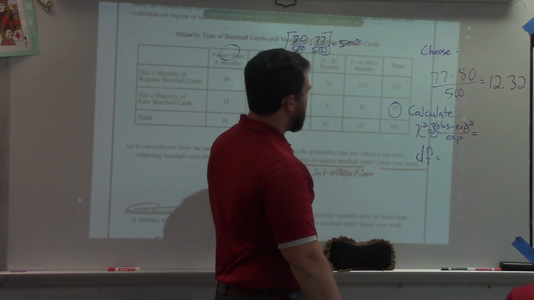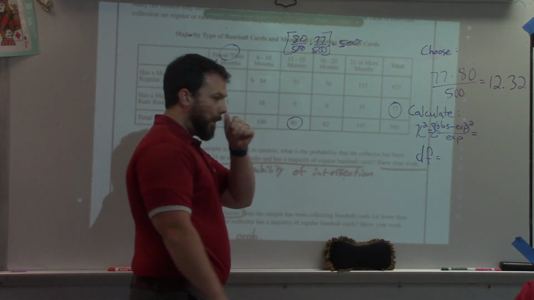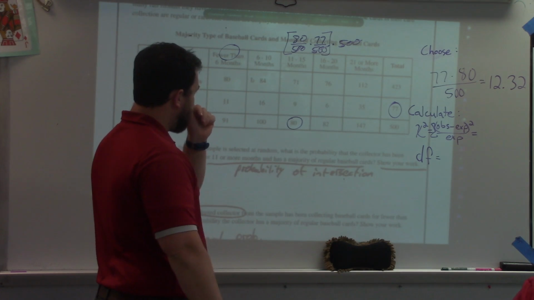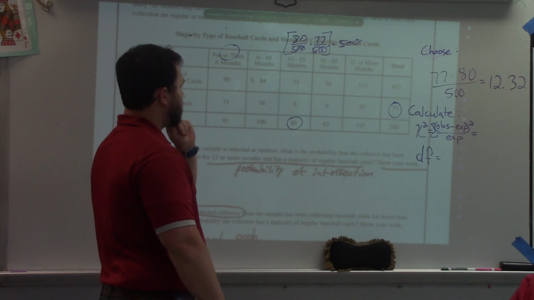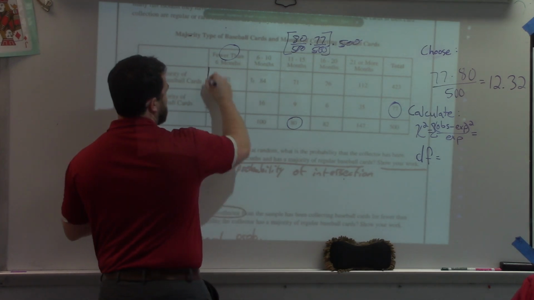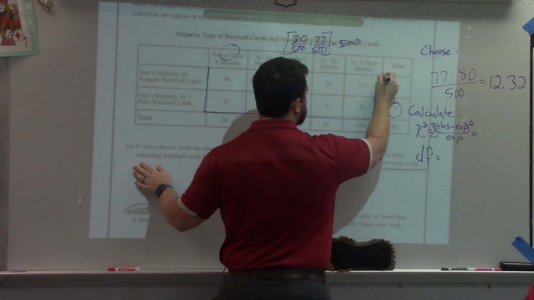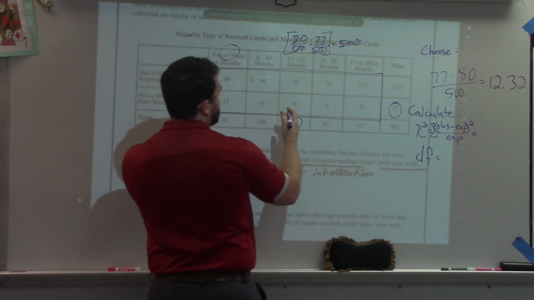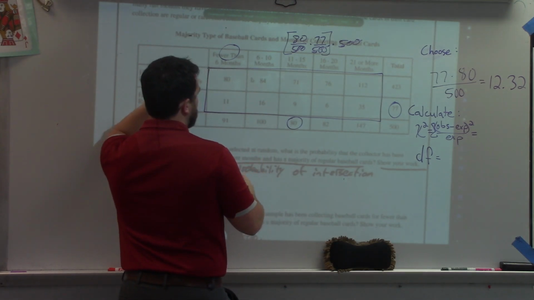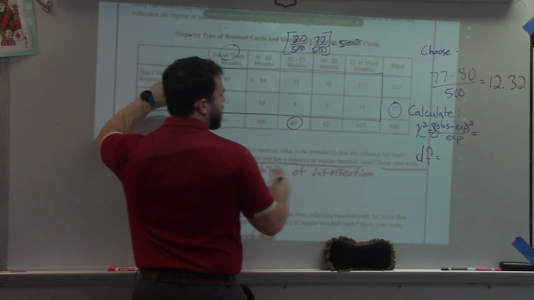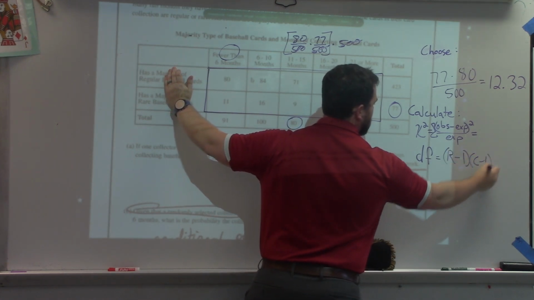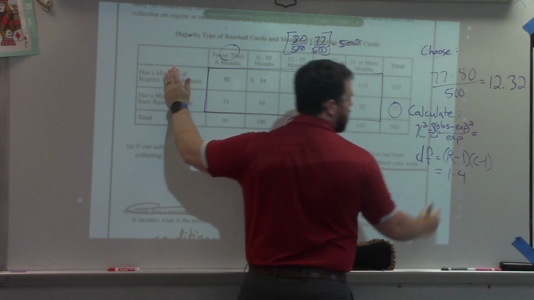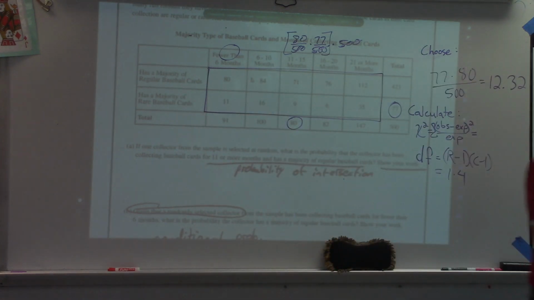Without using the calculator, what would the degrees of freedom here be? It's 4 times 1, yes, 4. Remember, we don't include the totals, so it's number of rows minus 1 times number of columns minus 1. I'll just plug it in the calculator. It is 4. So degrees of freedom here would just be 4 for our distribution. I need to remember that.